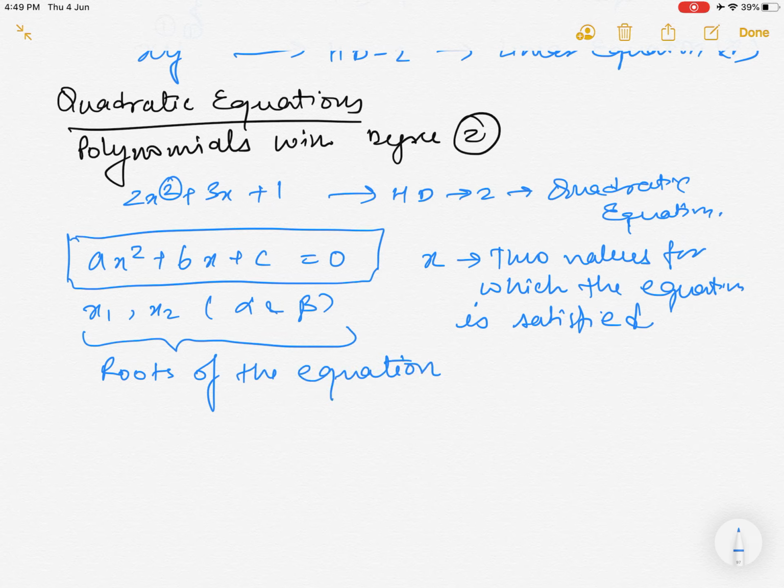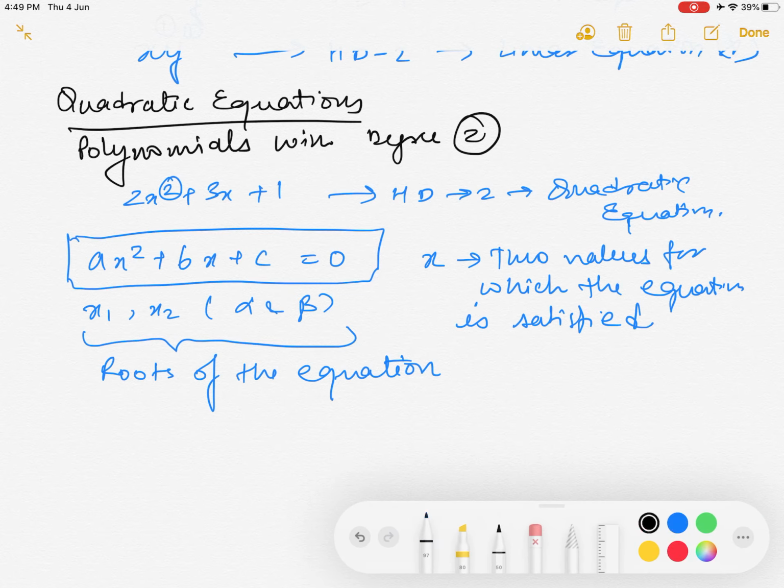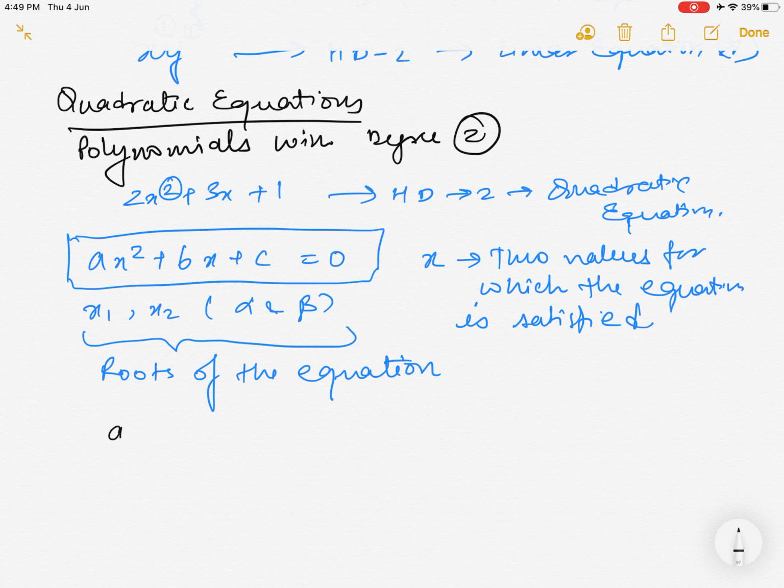These are what you call roots of the equation, right? So these two are what you call roots of the equation. Now, how to find out roots of an equation? The formulas are pretty simple. I'm going to tell you a few formulas related to quadratic equations which you need to keep in mind.